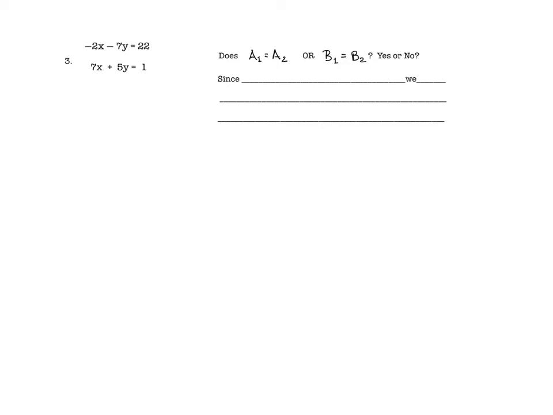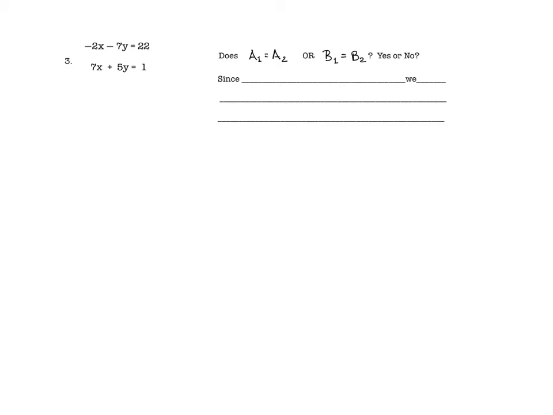So again, every single time you ask yourself this question, does A1 equal A2? Does B1 equal B2? So essentially, you could ask yourselves, are the coefficients of x equal? Are the coefficients of y equal? 2 and 7 are not equal. 7 and 5 are not equal. So what you now need to do is find the LCM.